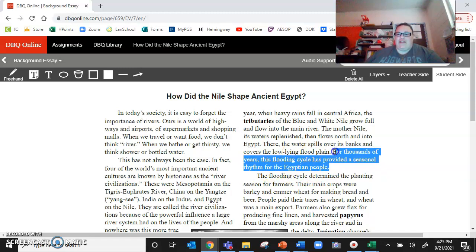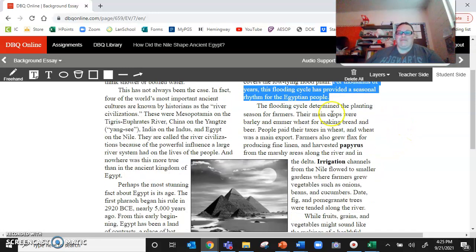Well, I mean, that's both of the phrases, but do we have information? No, so what do we need to keep doing? We need to keep reading. Thank you for pointing that out. Continuing on. The flooding cycle determined the planting season for farmers. Their main crops were barley and emmer wheat for making bread and beer. People pay their taxes in wheat, and wheat was a main export.